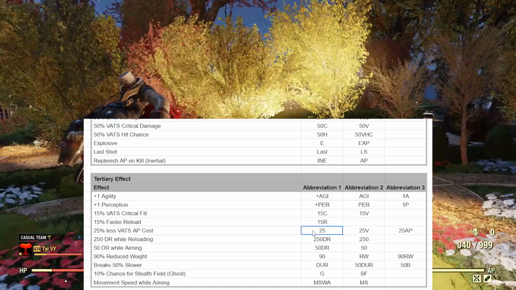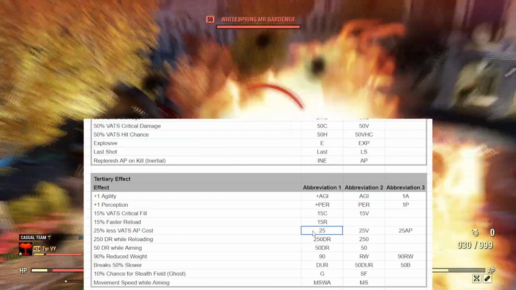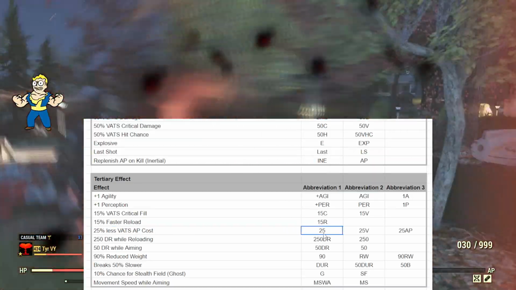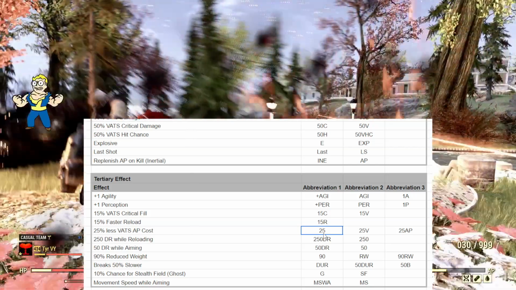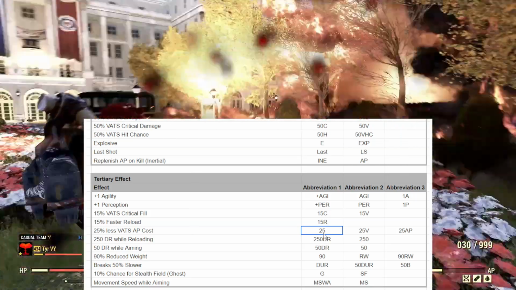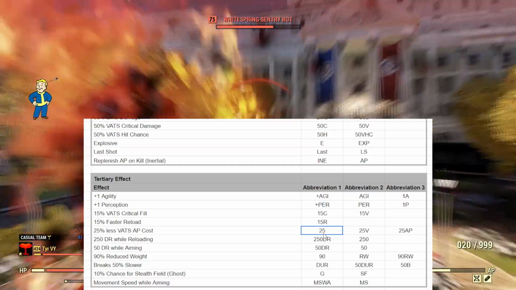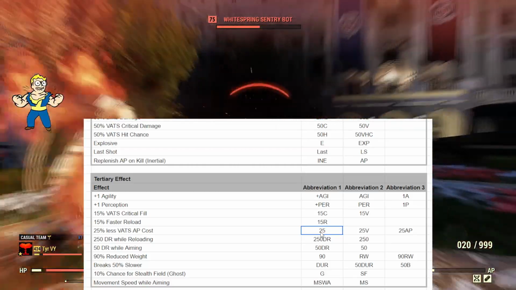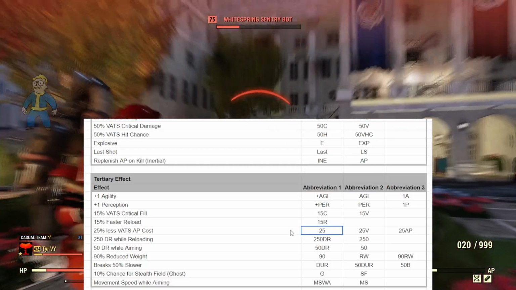Then the Big Daddy, 25% less VATS AP cost, the most sought after for most ranged weapons. This is always written as just 25. That's what people want. Rolls off the tongue pretty easy. If you want a B2525, that's a bloodied, faster fire rate, less VATS cost roll. People know what that means. Just use 25, it's quick and easy, and people know what it means.